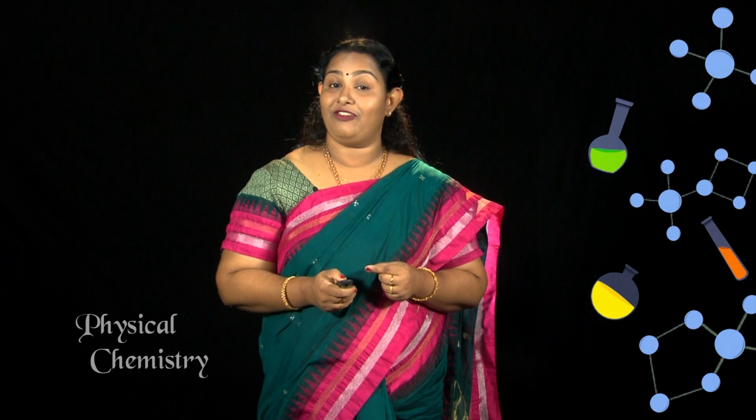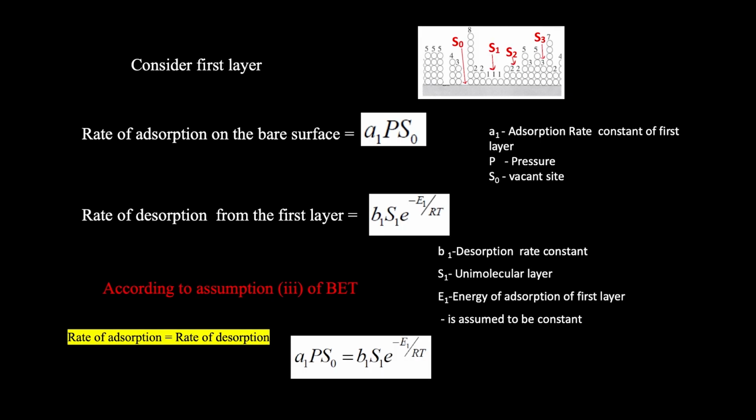Now, consider the first layer. Rate of adsorption on the bare surface is equal to A1 P S0. Here A1 is the adsorption rate constant of the first layer, P is the pressure, S0 is the vacant site. Rate of desorption from the first layer is equal to B1 into S1 into e to the power minus E1 by RT.